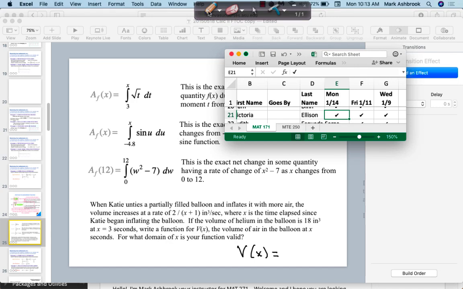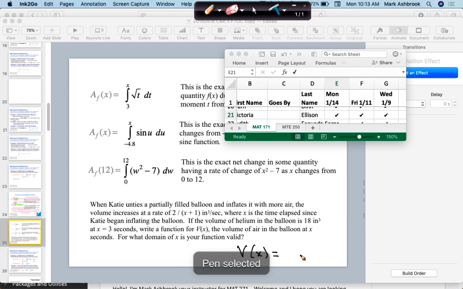What we're curious about is the 18 aspect of it, and we needed to add that on first. Otherwise, we did the integral from 3 to x of the 2 over x plus 1 times dx. Oh, not dt, excuse me. Do you want to switch these to t's? Yeah, so that's the question.